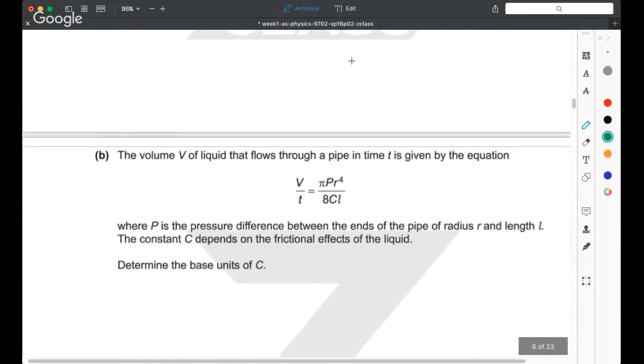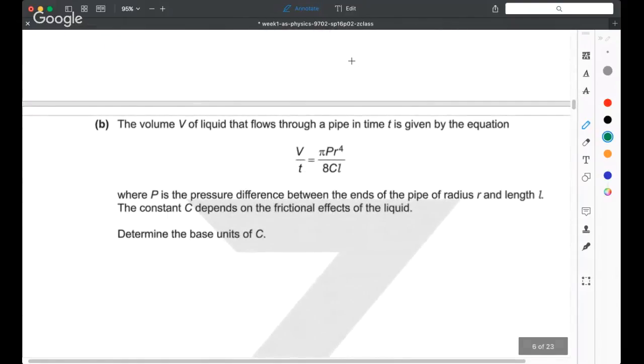So volume. Let's see. Okay, I'm not sure. I'm not good with this sort of stuff.